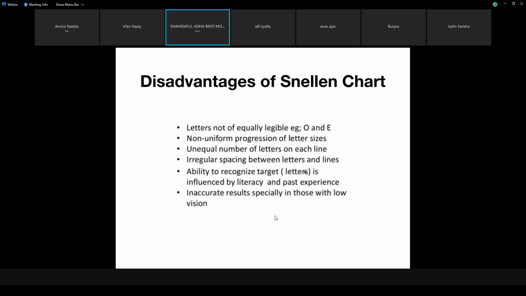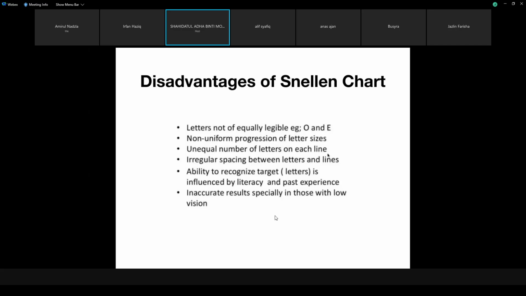Okay, the first one, the letters are not equally legible, because the letters O and E are not standard. And then there's non-uniform progression of letter sizes. If you look at the topmost Snellen chart, there is only one big letter, and then as you go down it is not standardized. Some Snellen charts have 10 lines, some have 5 lines, not standard. And then there's an unequal number of letters on each line. The first line has 1, the second line has 2, subsequently more and more, up to 9. The spacing between the letters and lines is also irregular.